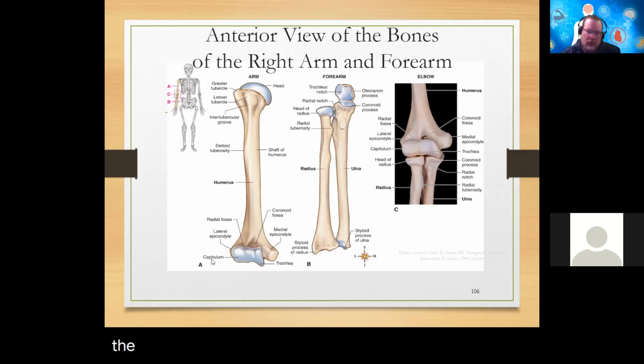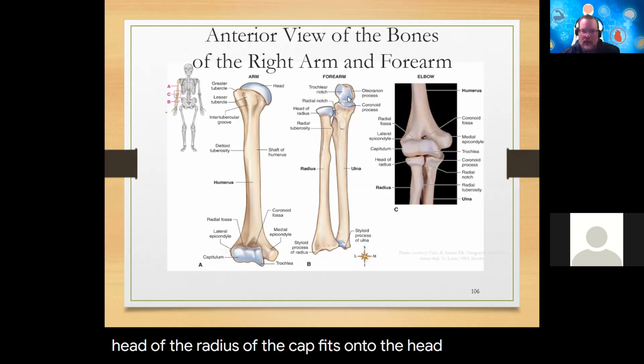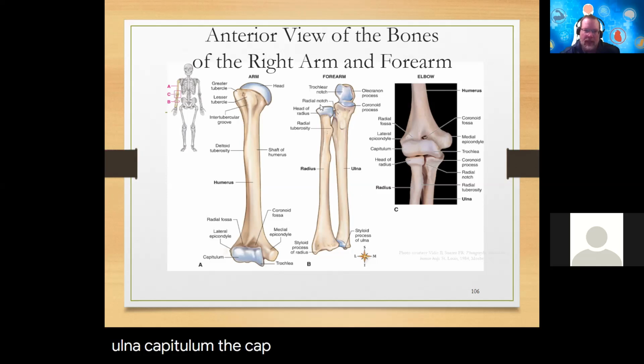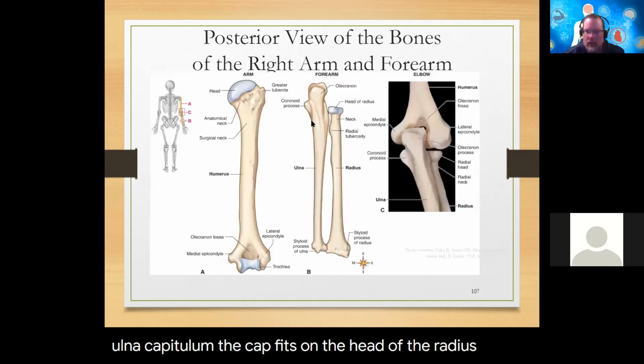The capitulum, looks like the word cap, actually fits onto the head of the radius. So the cap fits onto the head. And then the trochlea goes with the ulna. They both end in A. Trochlea, ulna. Okay. Capitulum, the cap, fits on the head of the radius. Okay.